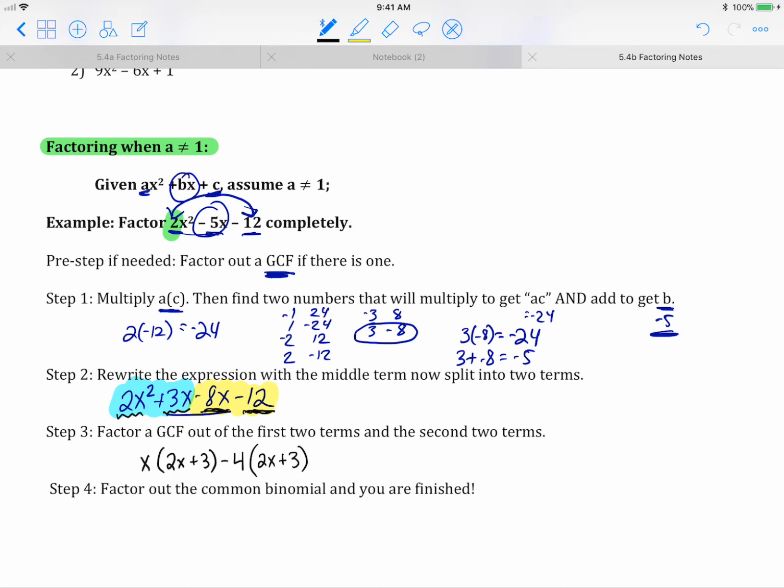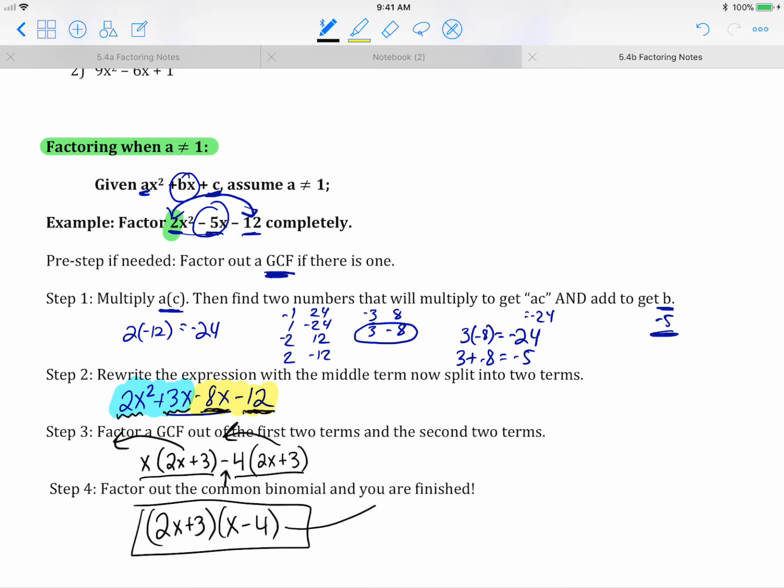Now look at these two terms: say this is one big giant term and this is one big giant term. Both of those giant terms have a 2x plus 3 in common. So I'm going to factor out the 2x plus 3. If I factor out the 2x plus 3, what's left over? The x is left over, then my connector is a minus, and the 4 is left over. That is my answer: 2x plus 3 times x minus 4. If I FOILed that back out, it would equal the original.